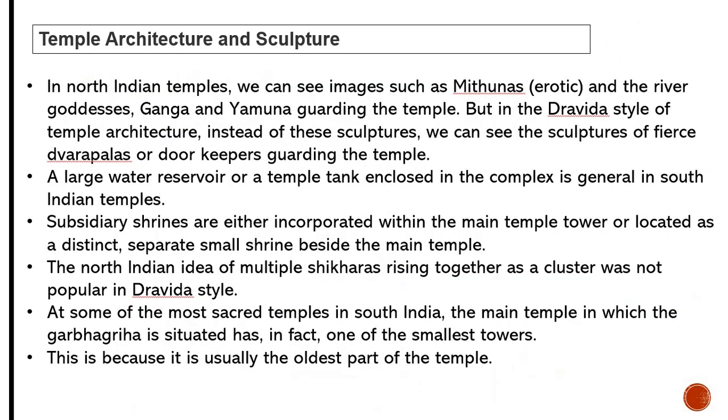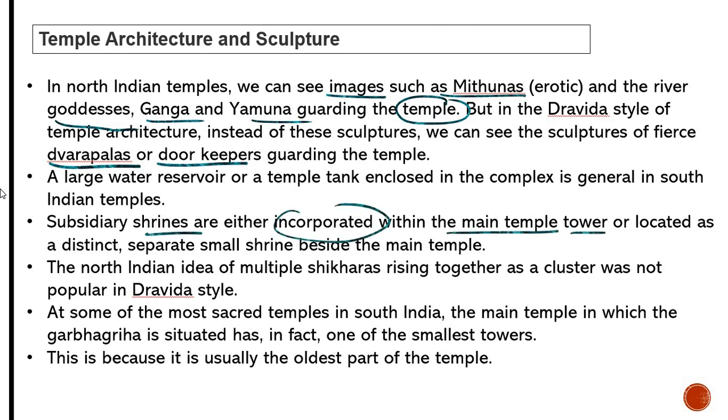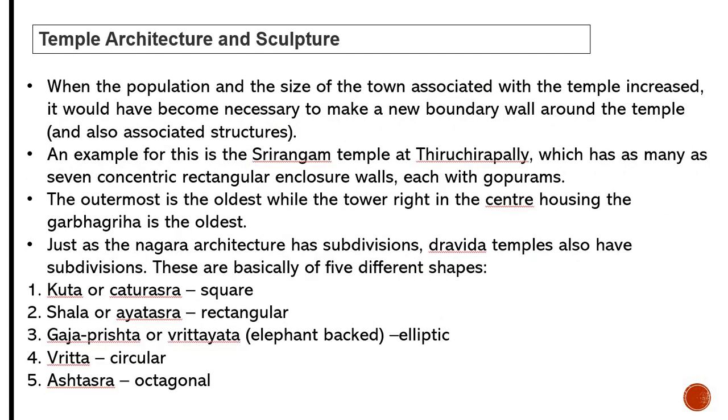In North Indian temples, we can see images like Mithunas and the river goddesses Ganga and Yamuna guarding the temple. But in Dravid style temple architecture, these sculptures of Dwarpalas or doorkeepers are made in order to show that they are guarding the temple gate. Subsidiary shrines are either incorporated within the main temple tower or located as a distinct separate small shrine beside the main temple. So in the temples in Nagar style, there are different deities which are located.